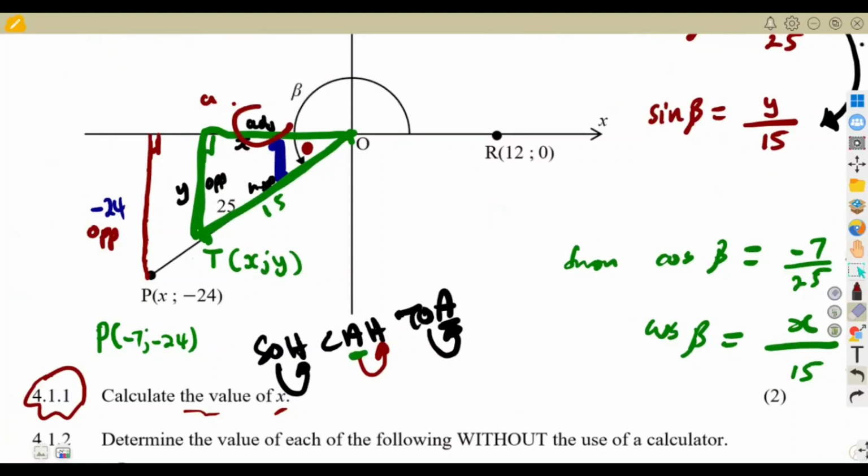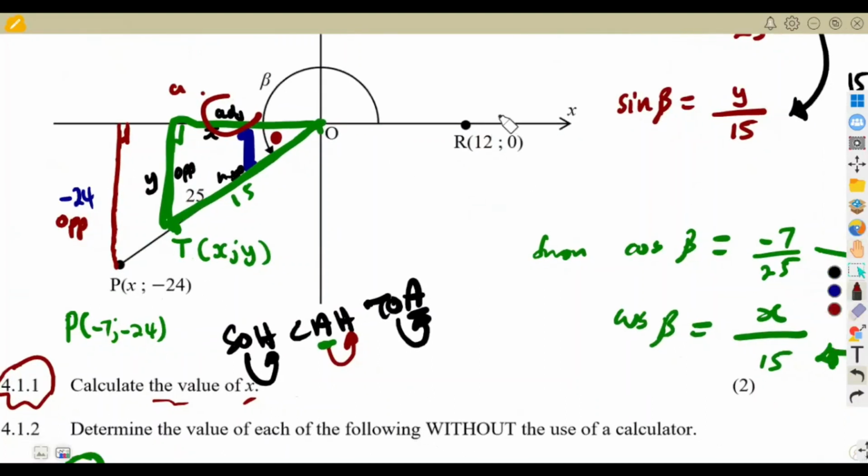Okay. I'm going to remove this. What we need here is this part, from point R to O to T, like this. This is the one they want us to calculate. It's its area.